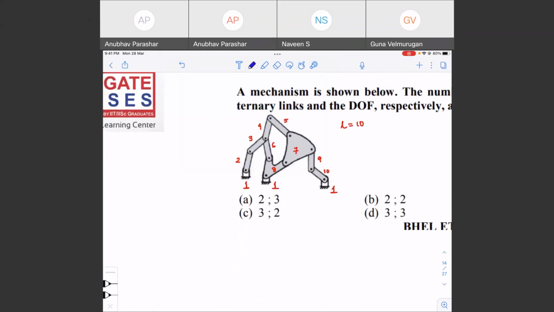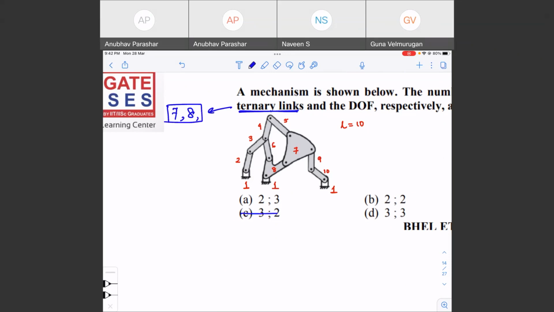Here, the first one is a ternary link. How many ternary links are there? Guys, how many ternary links can you find? It is not saying joints, it is saying ternary links. Ternary links are links which have 3 connection points. Very nice, right? You can see link number 8 and link number 7. 7 and 8 are ternary links.